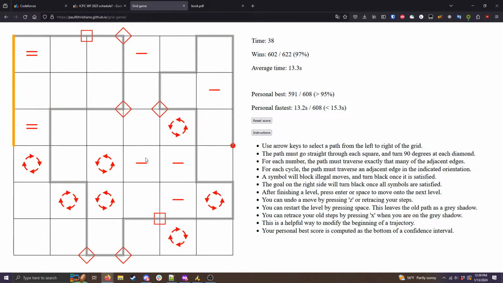Okay, this one and down here is going to be a problem. And I don't entirely know how to solve it.